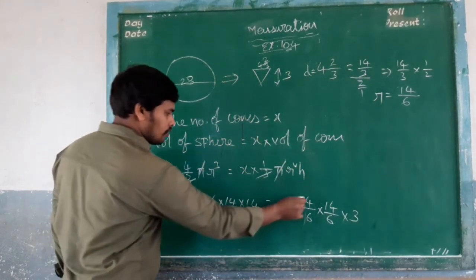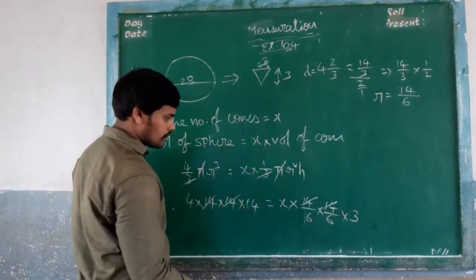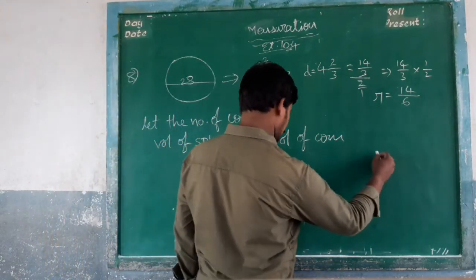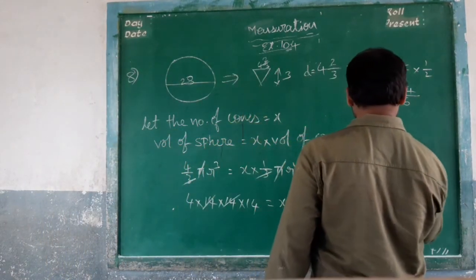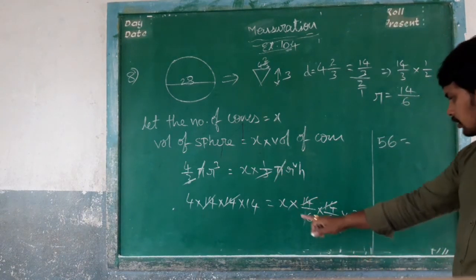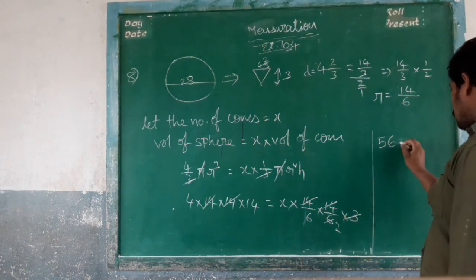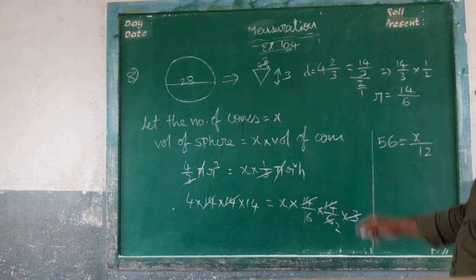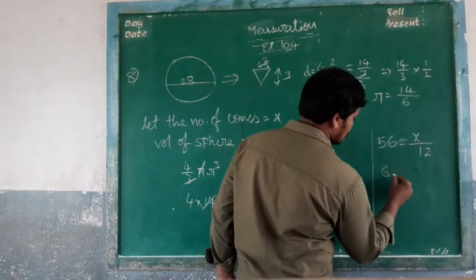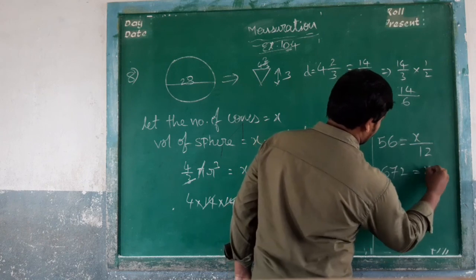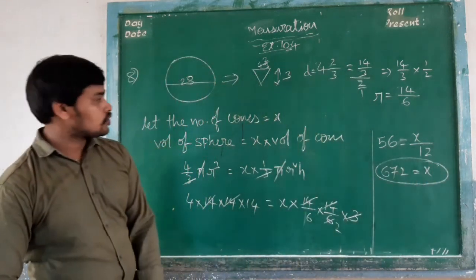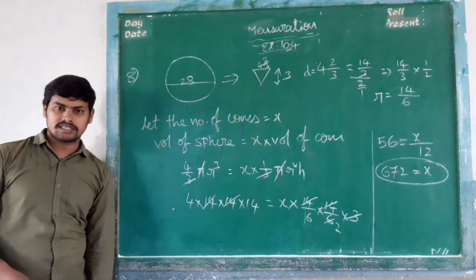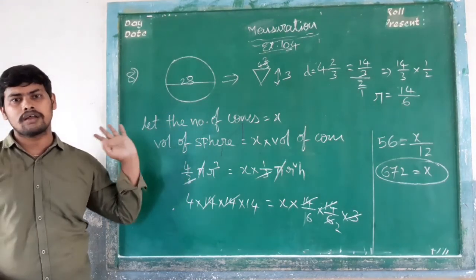14 cancels, 14 cancels. 3 in 6, 2 times. 4 times 14 is 56. That equals x divided by 6 times 2, which is 12. 56 times 12 is 672. So the number of cones formed from the sphere with a diameter of 28 centimeters is 672 cones.